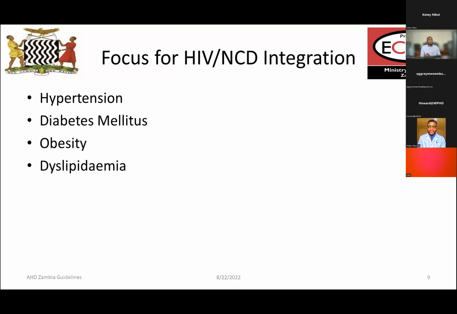The focus for our HIV NCD integration in Zambia is mainly on hypertension, diabetes, and obesity and dyslipidemia.